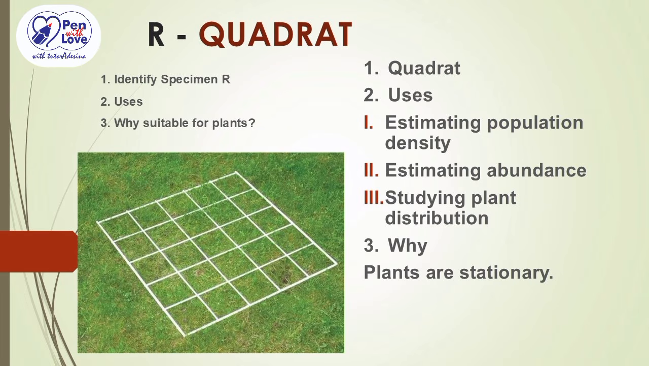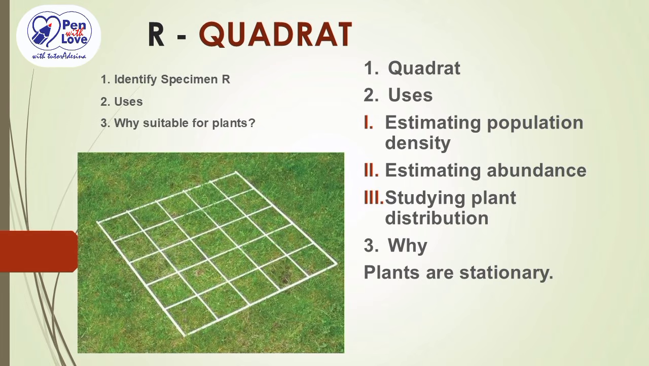Then uses, what they use it to do: they use it to estimate population density. They also use it to estimate abundance. Then it's also used in studying plant distribution. Another question they can ask on this is, why is it suitable for plants? Why do we use it for plants?